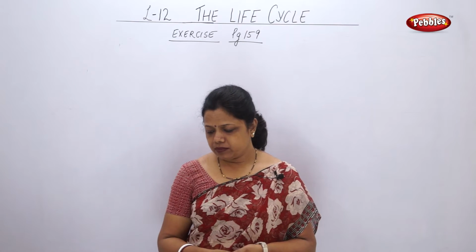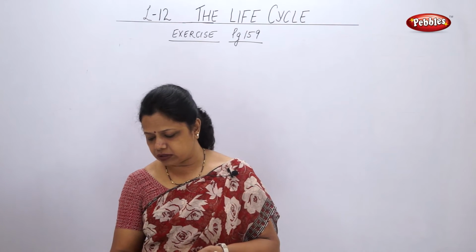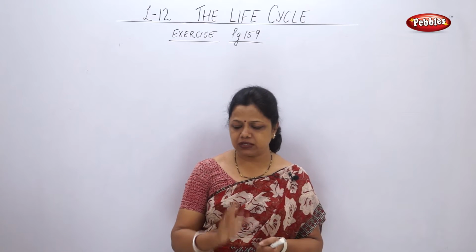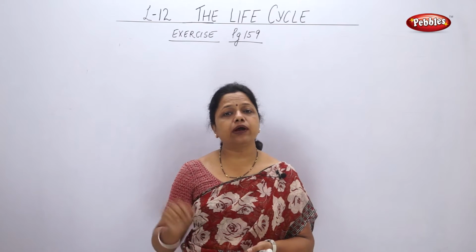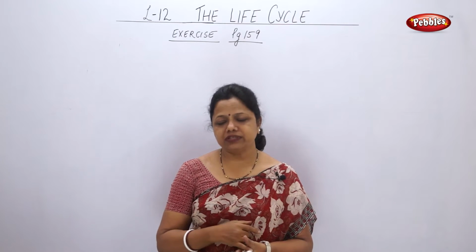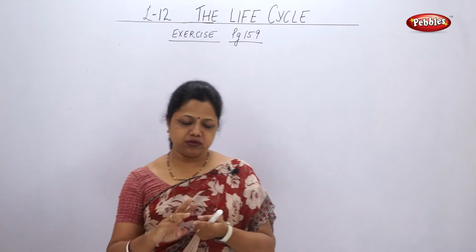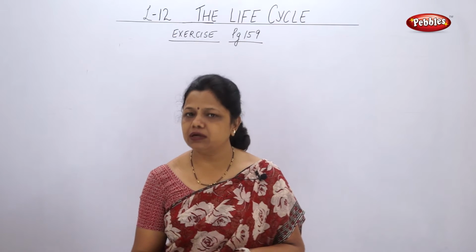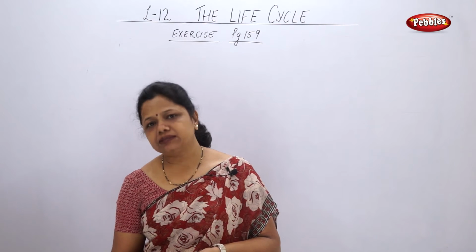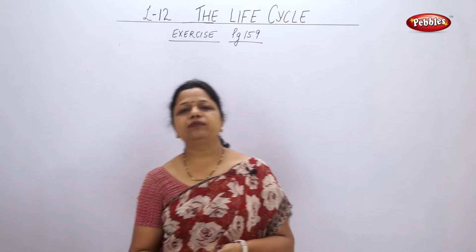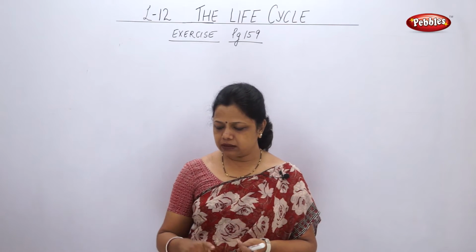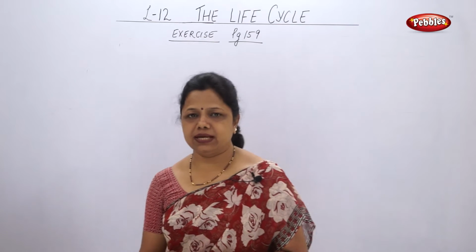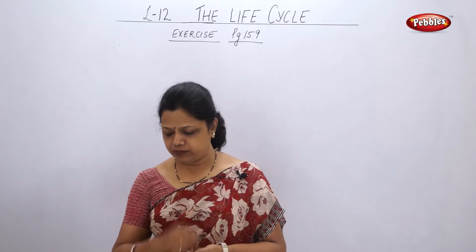Question 5. Write the functions of the following organs in reproduction. Now you have to only mention the functions stepwise, or you can write the answers point-wise. The first one, vagina. The vagina plays 3 major roles. First, it is the passage for menstrual fluid to come out. Second, it is the passage for the well-developed fetus or the baby to come out. And third, it is also a pathway for the sperms to enter for fertilization. So 3 major roles it plays.